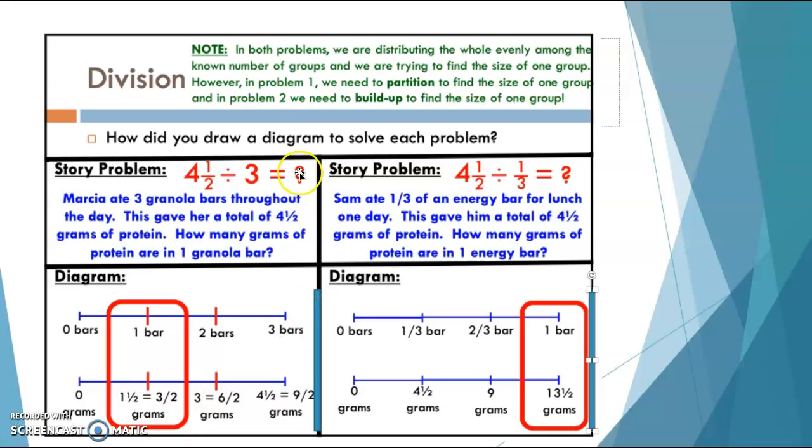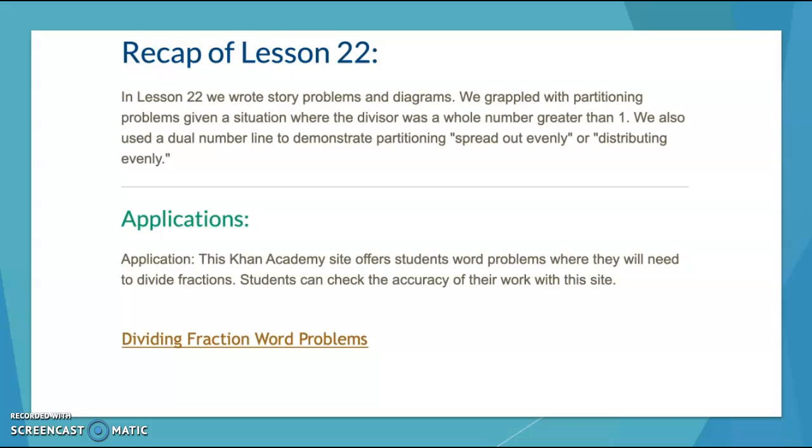Right. If it's helpful, make your own story problem up. Try something else. Okay. You also have your workbook that gives you some more examples and some extra practice problems. All right, so the recap of lesson 22. We wrote story problems and we diagrammed things, right? We grappled with partitioning problems given a situation where the divisor was a whole number greater than 1. And we also used dual number lines to demonstrate partitioning, spreading out evenly or distributing evenly.